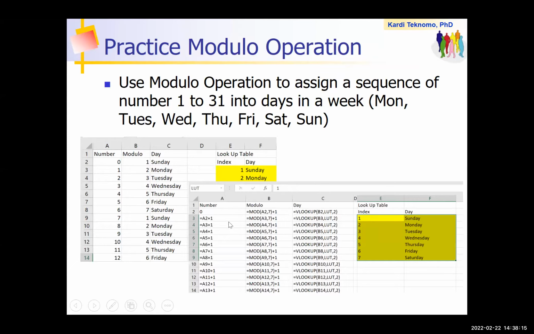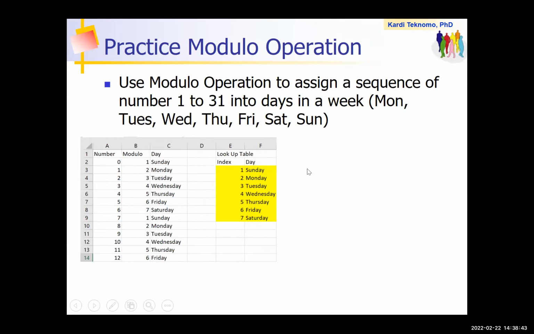In Excel, you just use this way. Say you have a number, you plus 1, and then you take the modulo operation of column A plus 1. And then for the day, you just make a lookup table like this, 1 to 7, and you can put Sunday until Saturday. Then you're supposed to get this column C. When you finish, you share your screen.